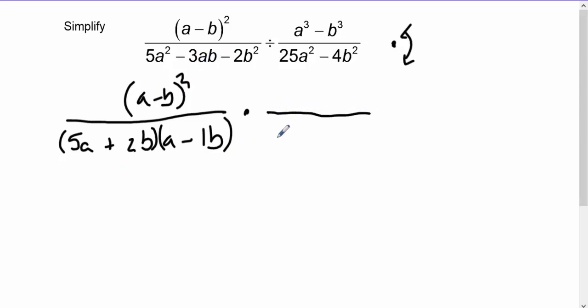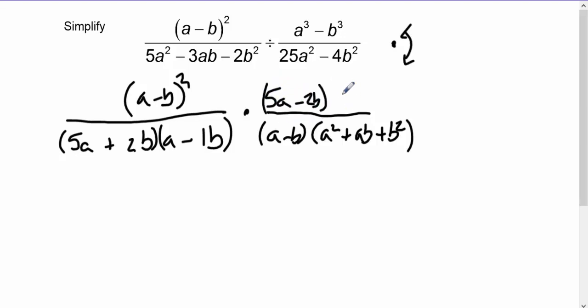Moving to the next term, I've got a difference of cubes, so a minus b starts, a squared plus ab plus b squared, and then I have a difference of squares on the top, so 5a minus 2b, 5a plus 2b, and now everything's in terms of multiplication and division.